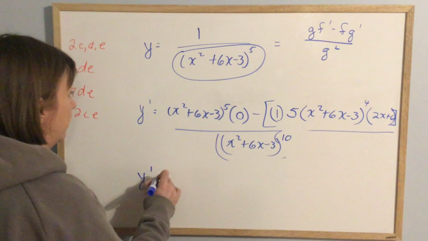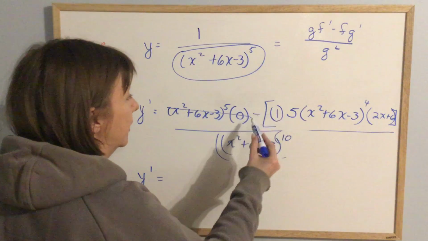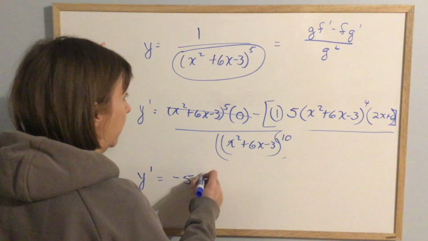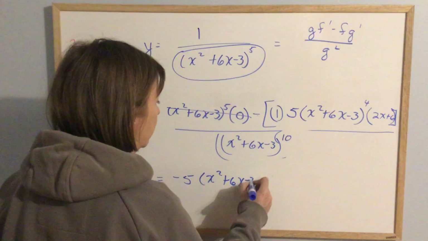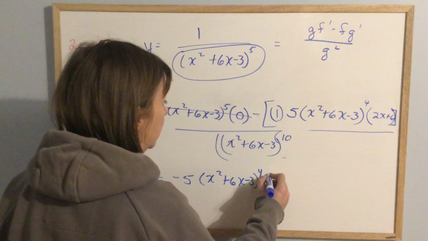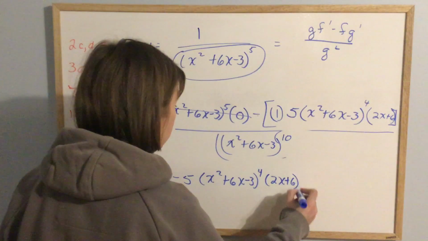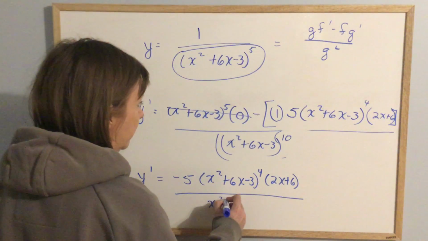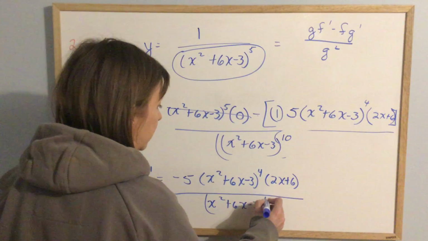So y prime, that's gone. I have negative 1 times 5, that's negative 5 times x squared plus 6x minus 3 to the 4th times 2x plus 6, all over x squared plus 6x minus 3 to the 10th.